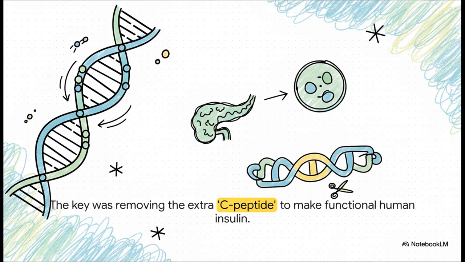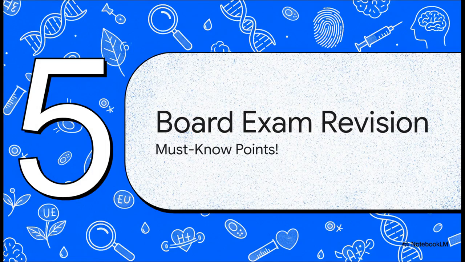And this diagram here brilliantly illustrates the main step. Our bodies make insulin with an extra piece in the middle, called the C-peptide, which is then removed. Scientists figured out how to do this in the lab, getting rid of that middle C chain to make perfect, functional human insulin. Okay, everyone, attention please.